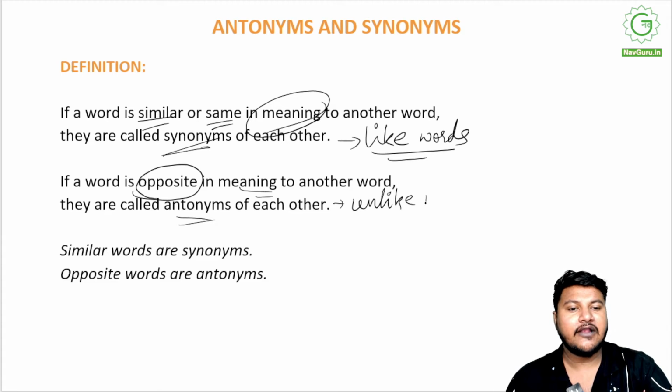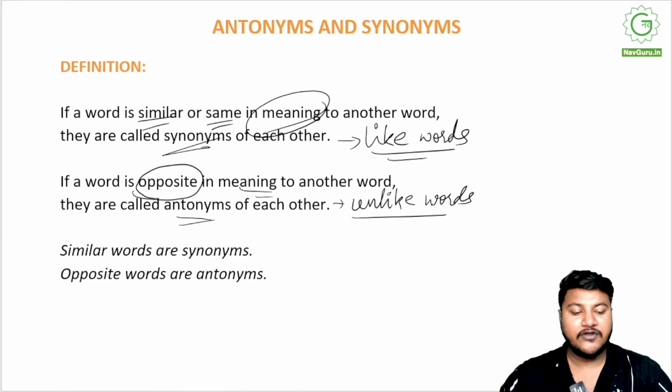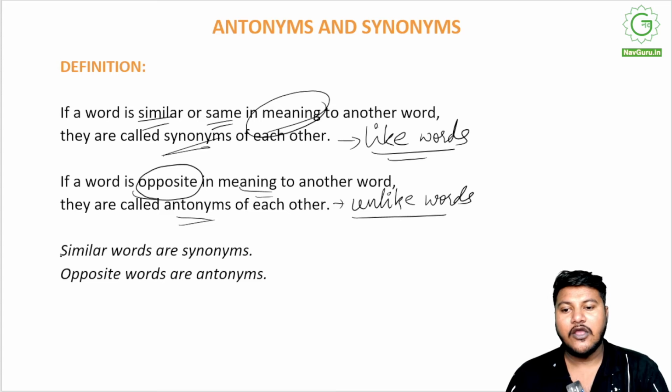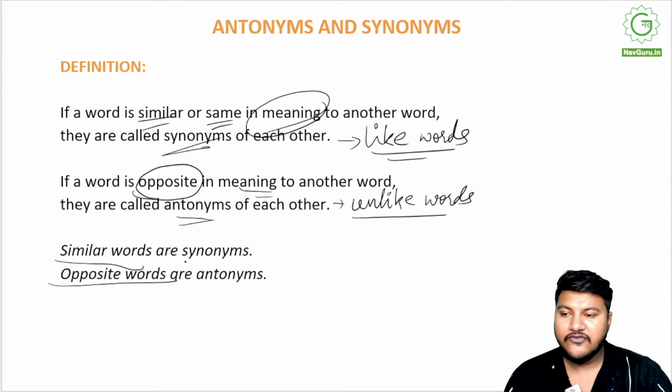I guess it should be very clear. Like words are called synonyms and unlike words are called antonyms. So similar words are synonyms, opposite words are antonyms. That's all it has, all right? So you'll just move on.